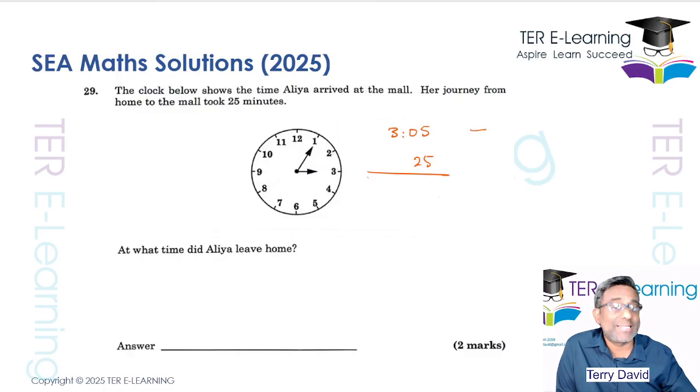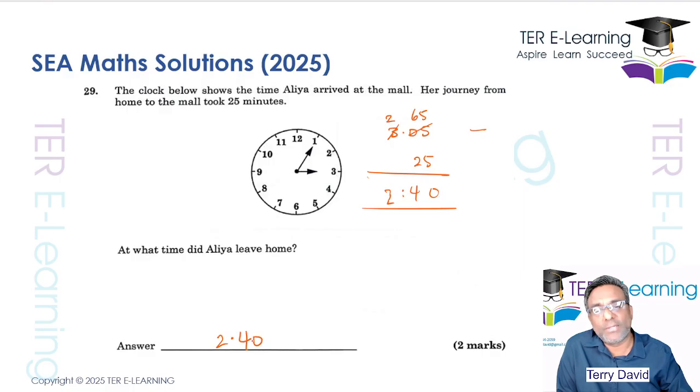When we're dealing with time, we have to be careful. When you borrow from the hours, that's 60 minutes. So you take that 60 minutes, add it to the 5 here, so that's 65 minutes. Now you subtract: 5 take away 5 is 0, 6 take away 2 is 4, and what you're left with here is 2. They ask what time did she leave home? She left home at 2:40. That's the time she left home.